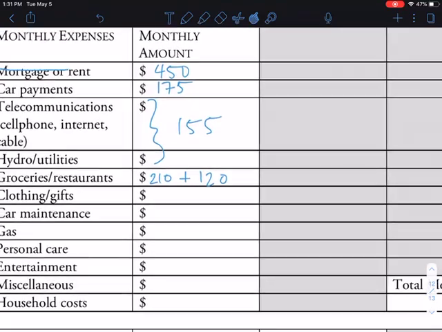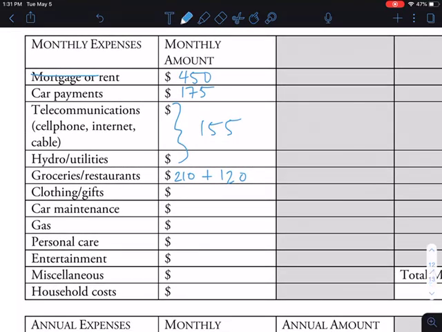Okay. All right, clothing and gifts, another one that people like to lump together. Since Kate only has clothing in her budget, we're just going to include that value, which was $100.